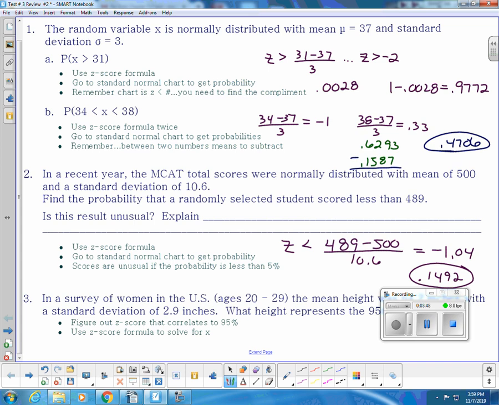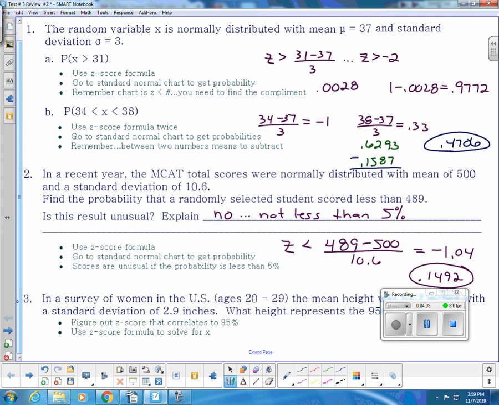They want less than, so we're just going to go to our chart and find the corresponding probability, and you're done. So is that unusual? No, it's not. It's only unusual if it's less than 5%. When the probability is less than 5%, then we say it's unusual to fall into that category. Okay?